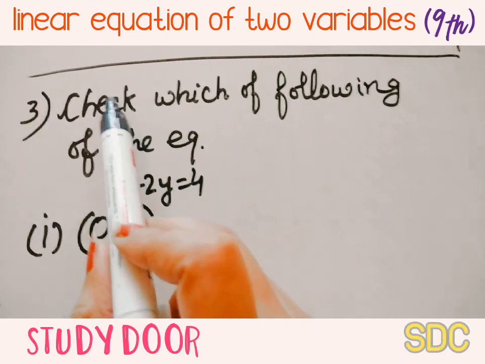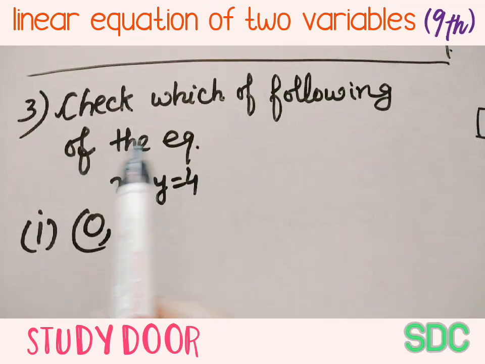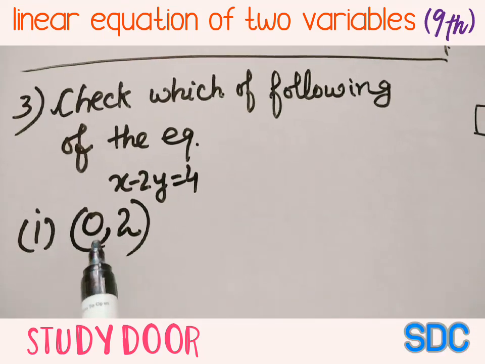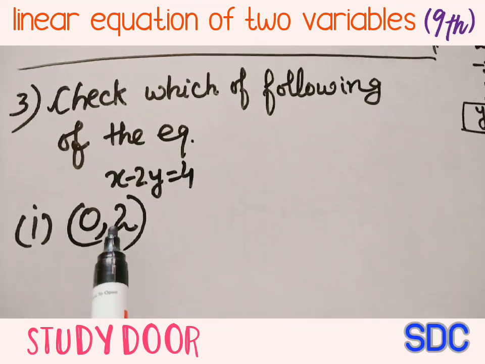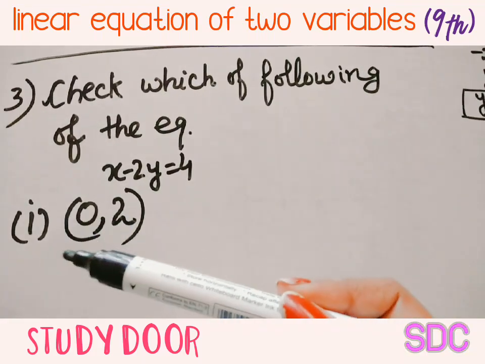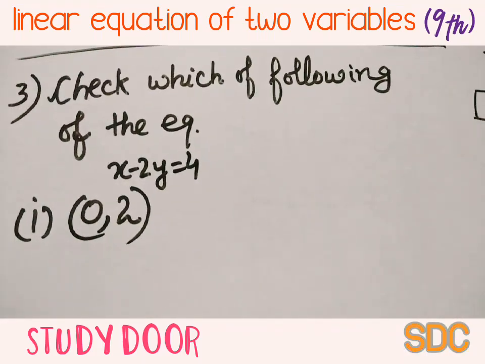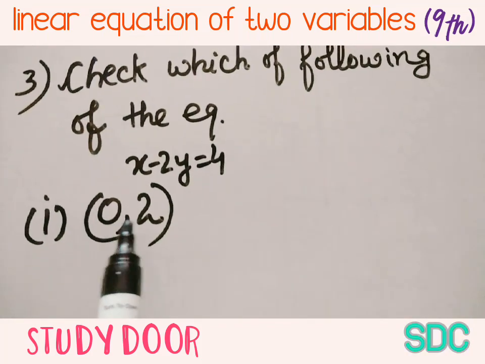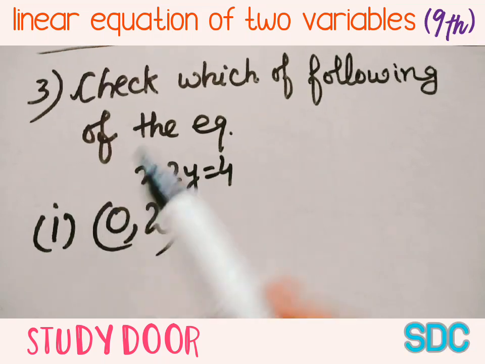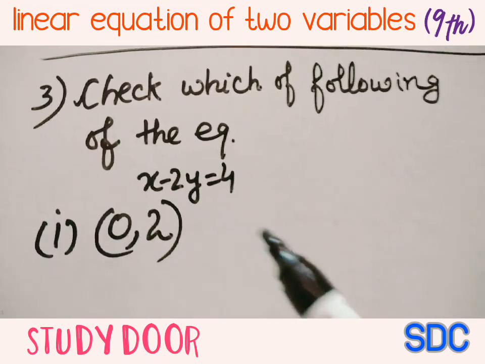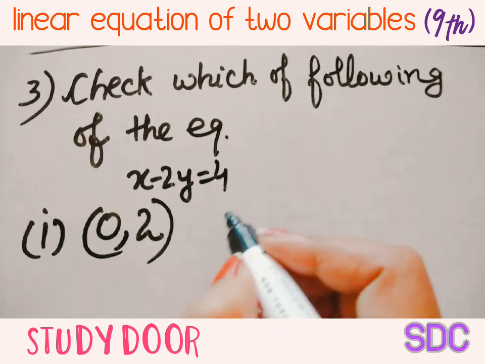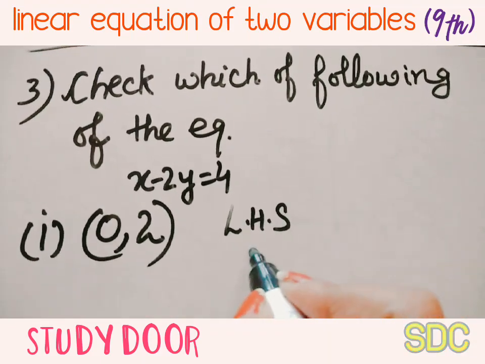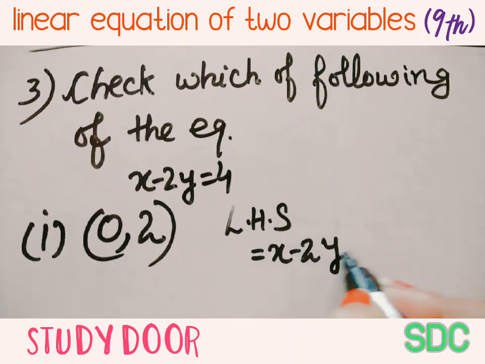Now we have our next sum. Check which of the following is a solution of the equation x minus 2y is equal to 4. Just like the first sum, it is 0 and 2. Now we have to find out whether these are solutions of x minus 2y is equal to 4 or not. That means the values of x and y are given, and we have to find whether they satisfy this equation or not. So we will take the left hand side of the equation. Left hand side is equal to x minus 2y.